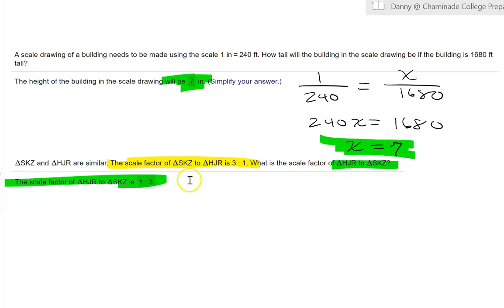And here, just like I was talking about earlier, these things are similar by a factor of 3 to 1. What if we change that? So we're just simply changing it and reversing it. So instead of SKZ to HJR, we're reversing that. And when we reverse that, we also reverse the ratio, which would be 1 to 3rd.